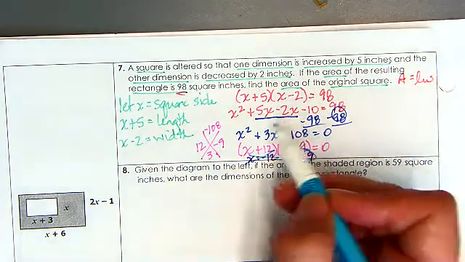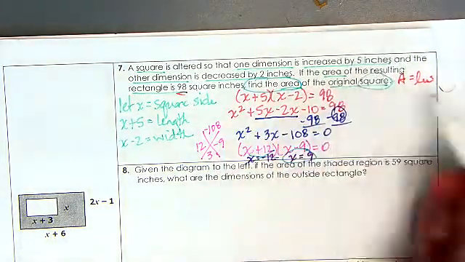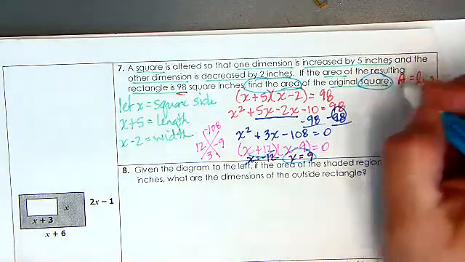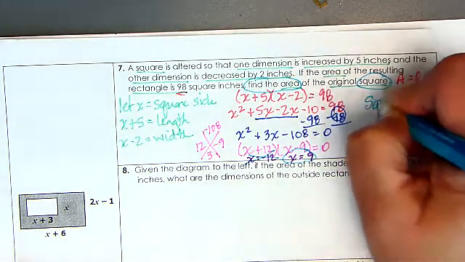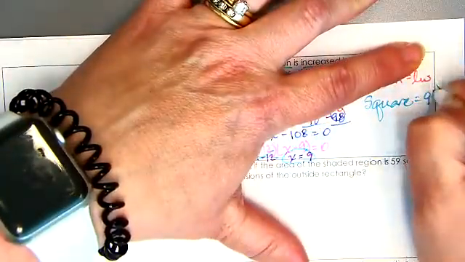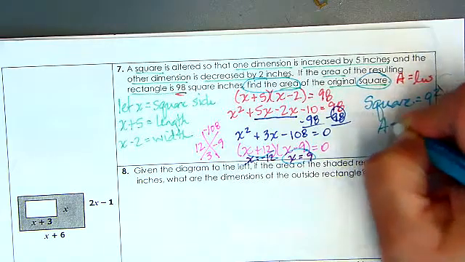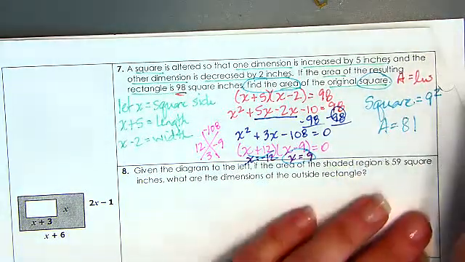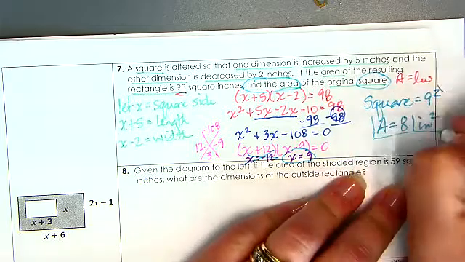So it wants me to find the area of the square. For my final answer, we've got to remember that area is length times width. So for the square, I'm doing 9 squared, which is area equals 81 inches squared.